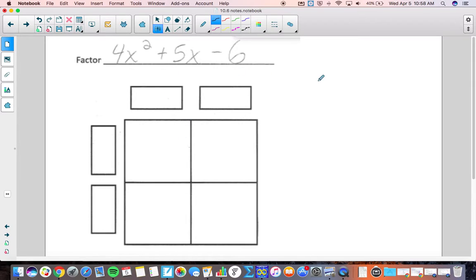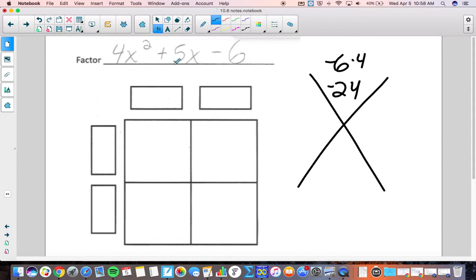Last one. So now we're, again, no GCF, but we have a leading coefficient. So we're looking for ways to multiply to negative 24, because it's negative 6 times 4, and add to 5. So, since this is a negative 24, we're thinking on our list of factors of the number 24, since it's a negative 24, one number is going to be positive and one number is going to be negative.